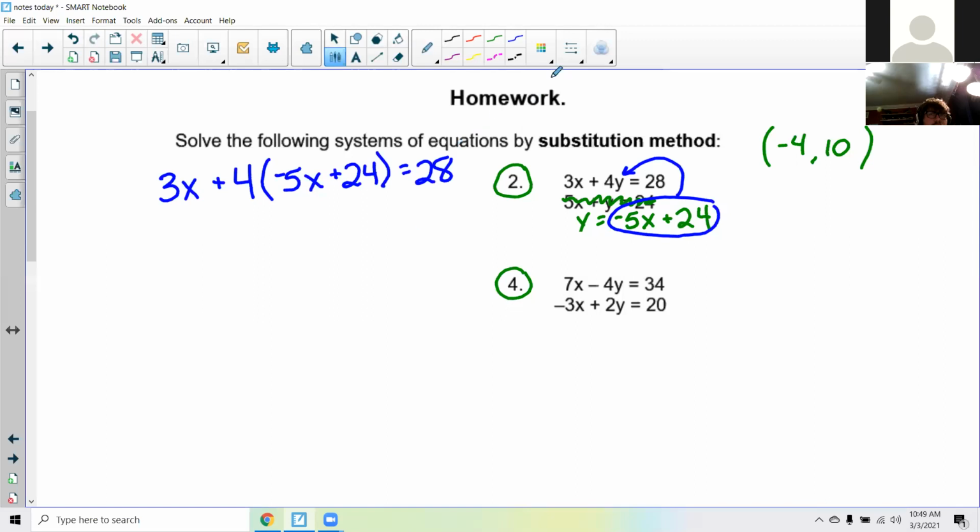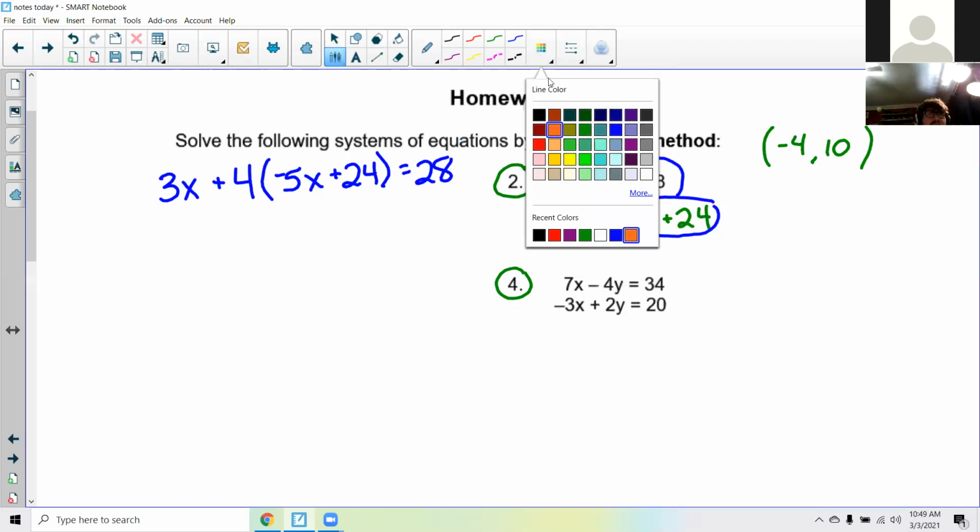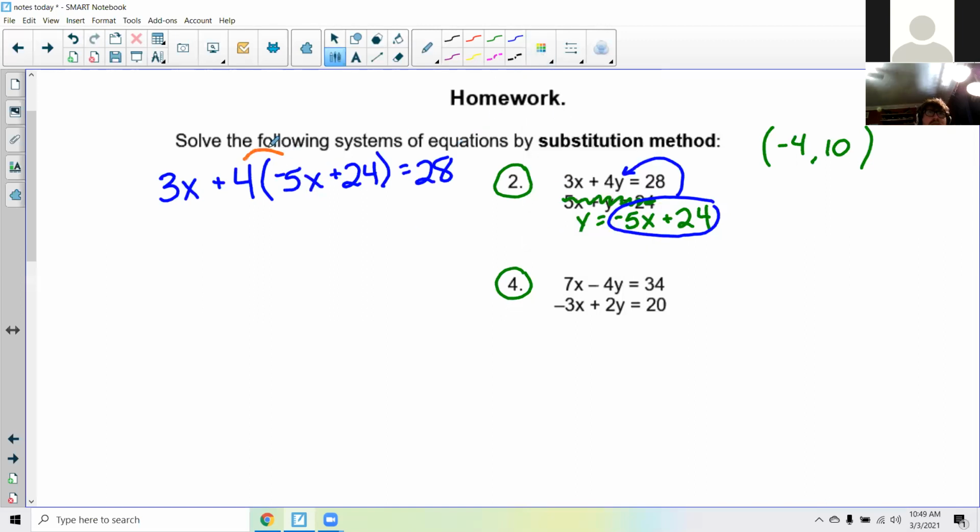So now I have an equation with one variable, x, so I can solve it. I'm going to distribute just like we did in the very first section of this chapter. I got 3x. 4 times negative 5x is negative 20x. 4 times 24 is 96. That gives me a total of 28.